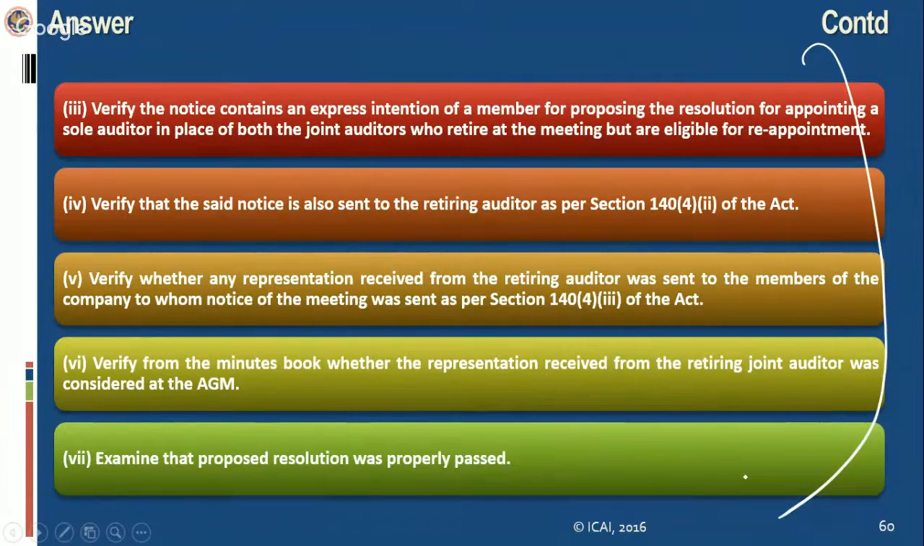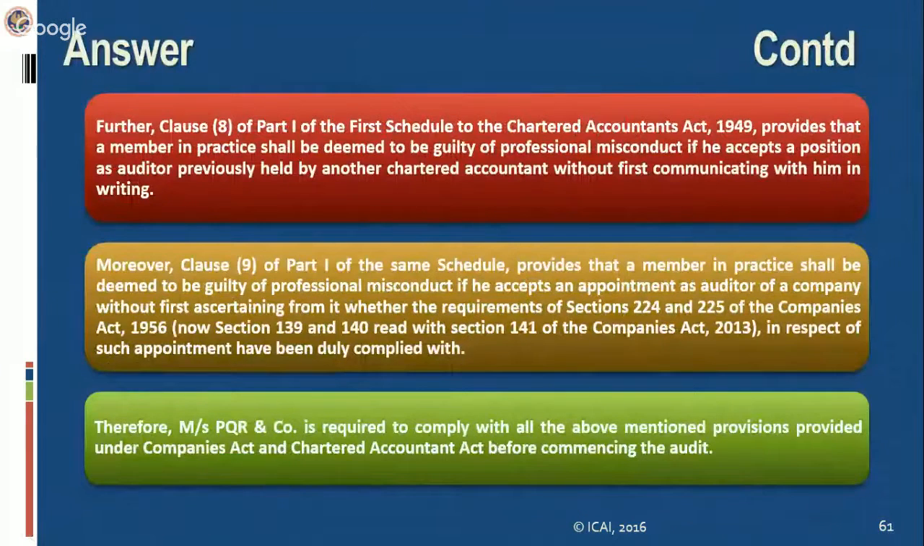These are the requirements of section 140. And then you need to give the reference of clause 8 of part 1 of the first schedule to the Chartered Accountants Act, which provides that a member in practice shall be deemed to be guilty of professional misconduct if he accepts appointment or a position as auditor previously held by another chartered accountant without first communicating with him in writing.